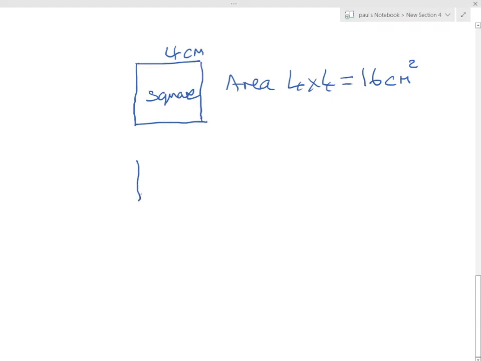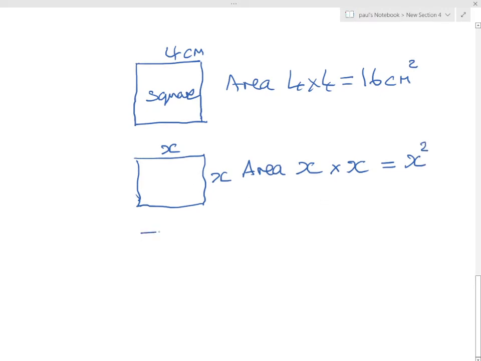Now if we have a square that has got x, then all the sides are x. So the area of this one is x times x, which equals, now it's not 2x because that would be adding them together. Now we're multiplying them, so that would be x squared. So when you multiply things together, so that's x and that's y, the area would be equal to x times y.